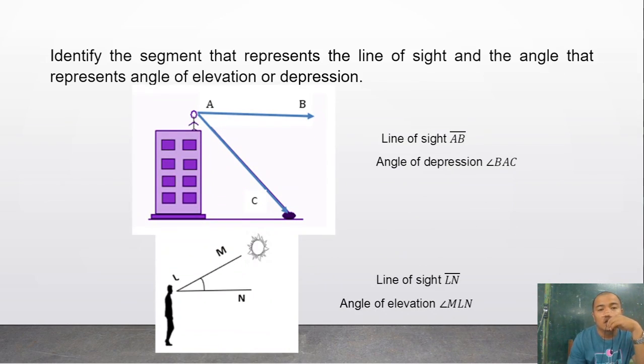Okay, let's have here. Identify the segment that represents the line of sight and the angle that represents the angle of elevation. So what is the line of sight here in this picture? The man is on the top of the building looking at a certain object below. Line of sight is AB. And the angle of depression is angle BAC.